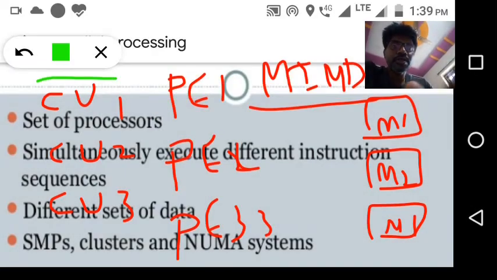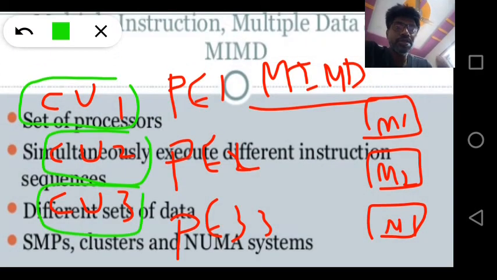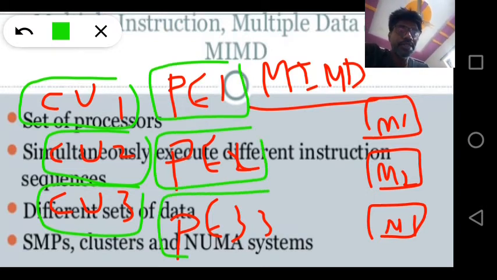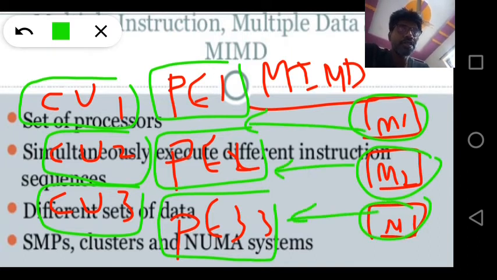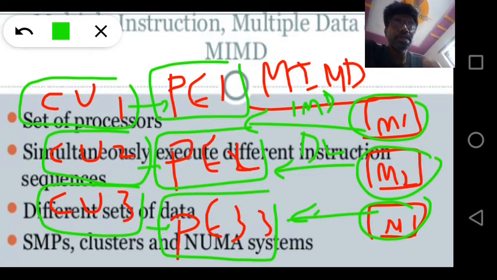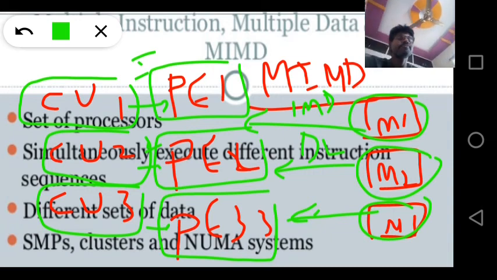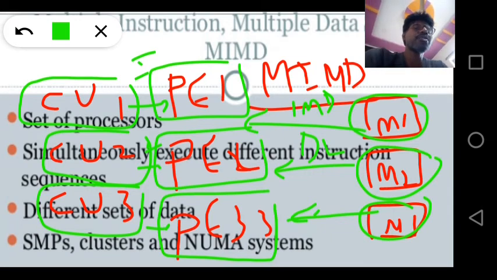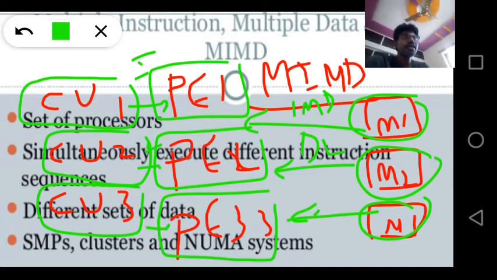Control unit or processing unit, processing elements, and memory elements. So they send multiple data, data 1, data 2, data 3, and they send multiple instructions I1, I2, I3. So it's just like multiple processors having individual multiprocessors, and the thing is they don't share a common memory as in SIMD. Remember, in SIMD processing elements share a single memory, but here the memory is also divided.